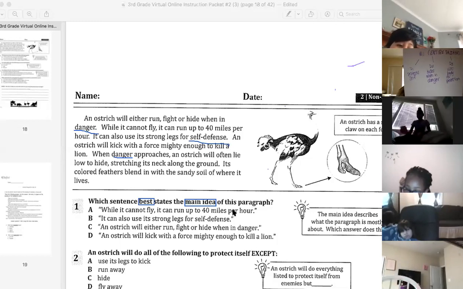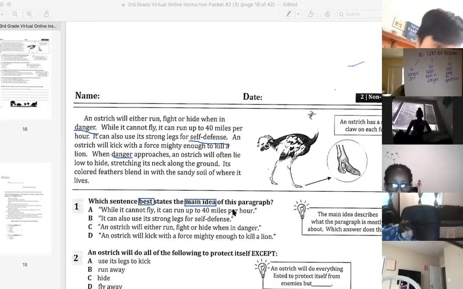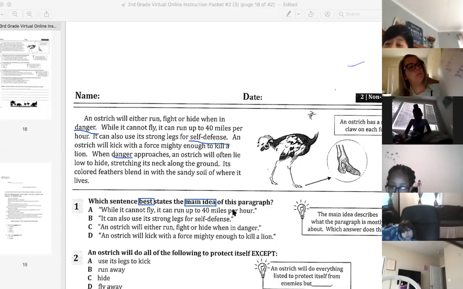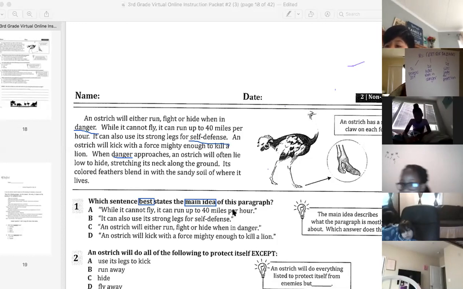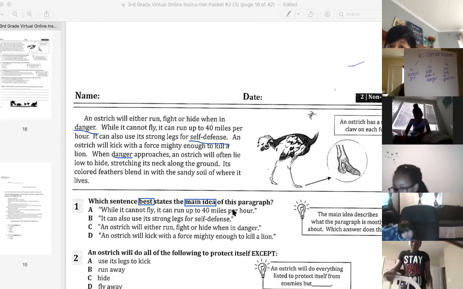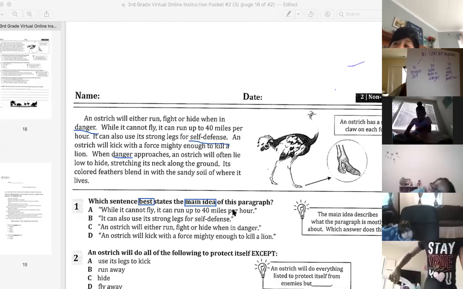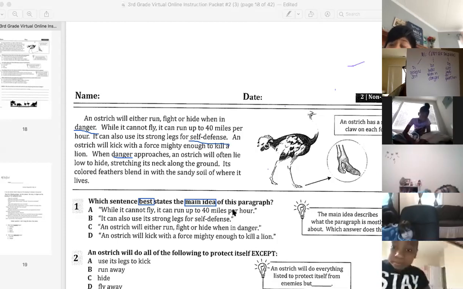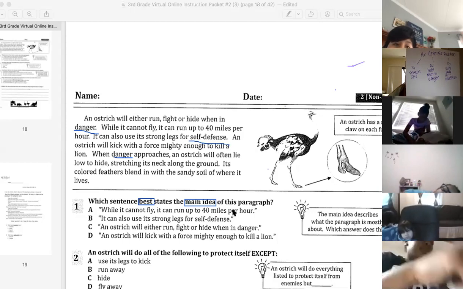These are just me kind of like thinking out loud to myself, what is the passage telling me? So I see the passage is telling me that ostriches protect themselves, that they hide when they're in danger, and that they use their body for protection, meaning camouflage or their legs or their speed, right? So camouflage, we know, is how they blend in with their surroundings. Okay.